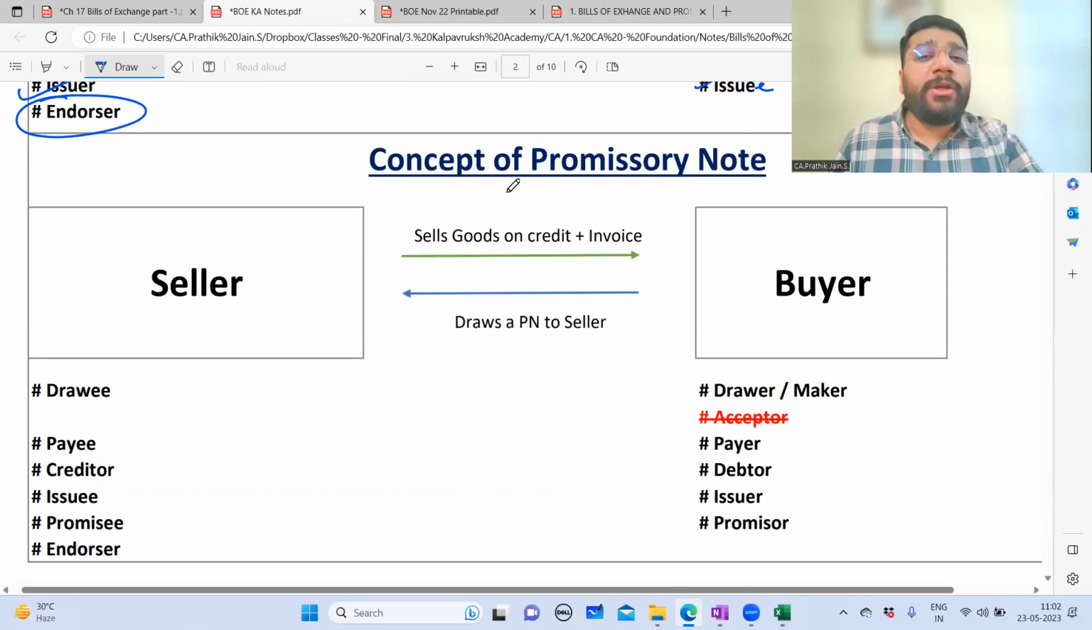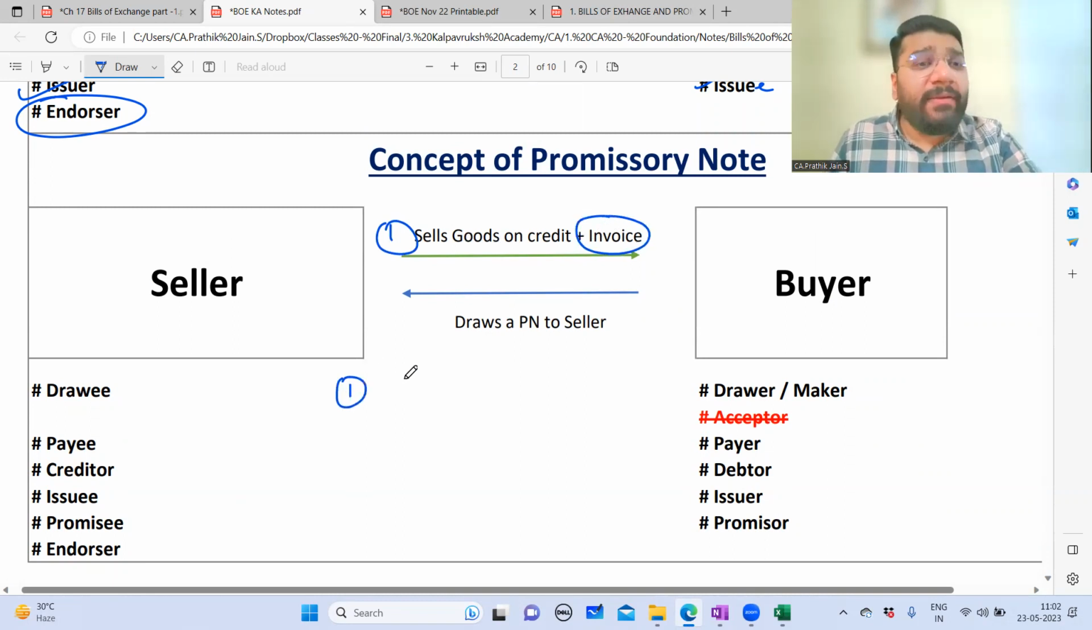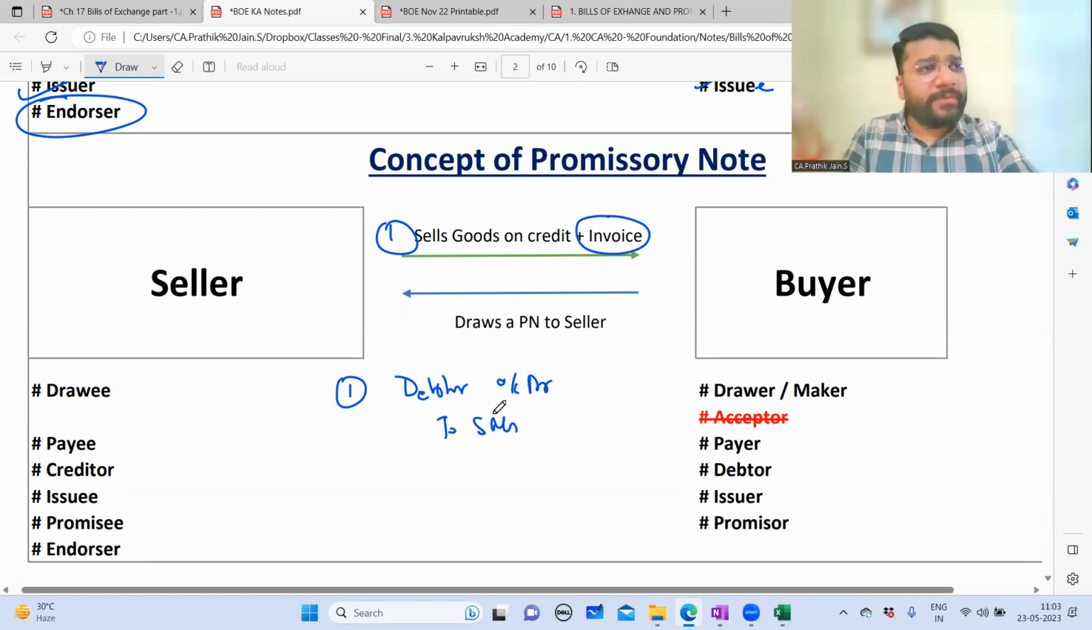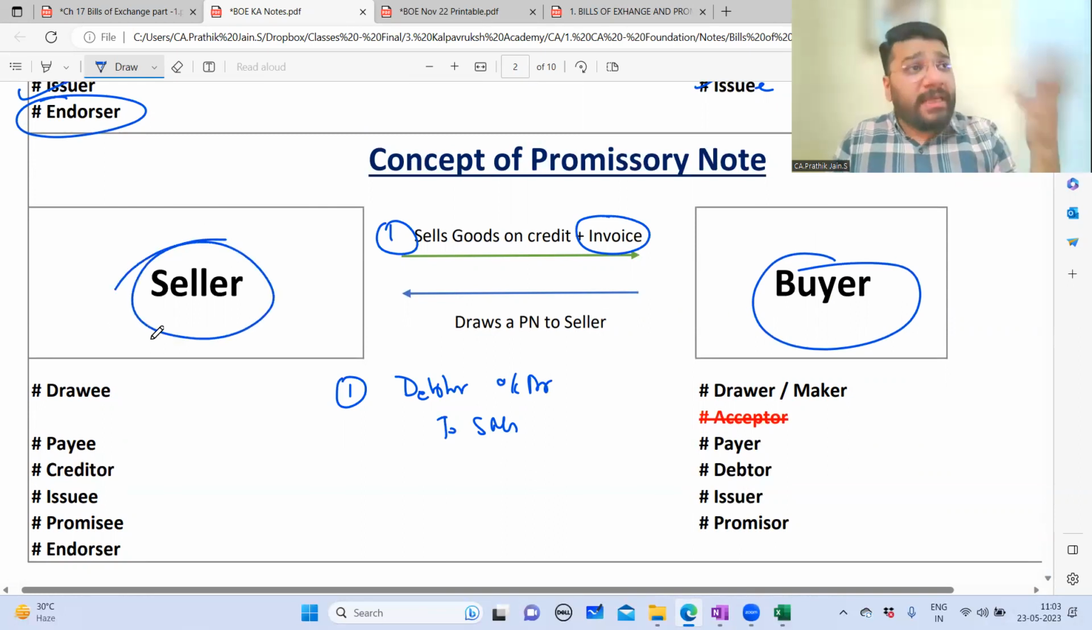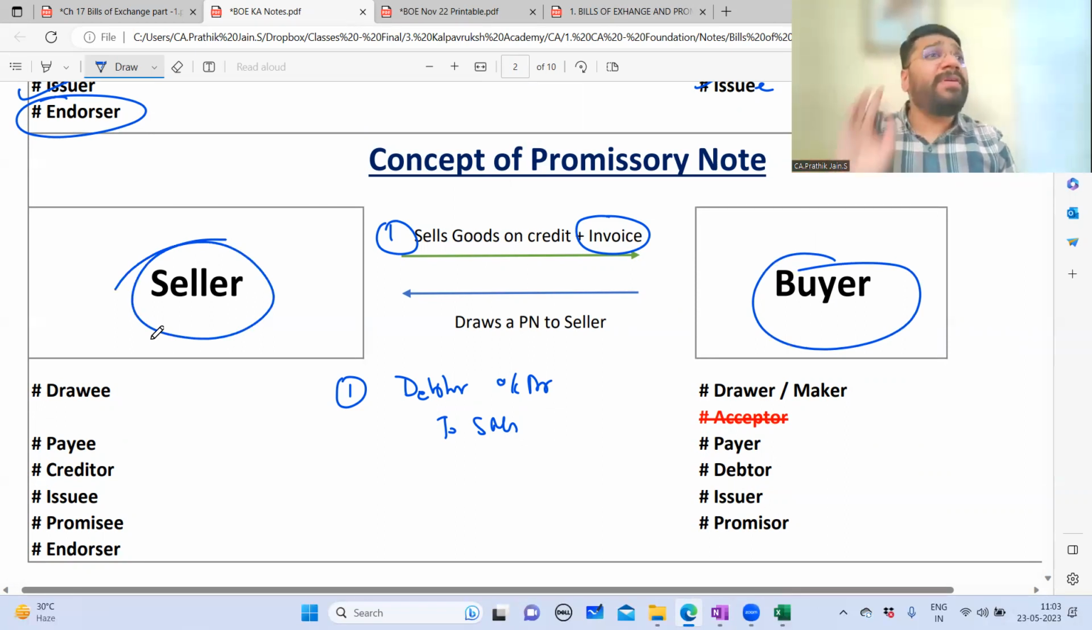Guys, now, promissory note. What happens is that the seller is selling the goods on credit along with the invoice. So the moment this transaction is taking place, the entry will be what? Debtor account debit to sales. The goods is sent, goods is taking a couple of days to reach. Now here, in this case, the buyer is very genuine. Even before the seller is asking for a bill of exchange, the buyer himself is telling that, sir, you sell me the goods on credit. I don't have money to pay as of now, but I will give you a promise in writing that on a future date, on this particular date, I'll make the payment.